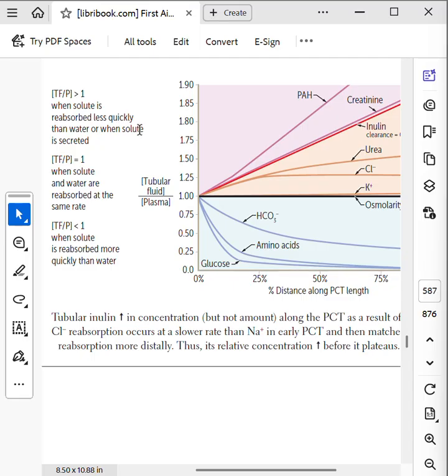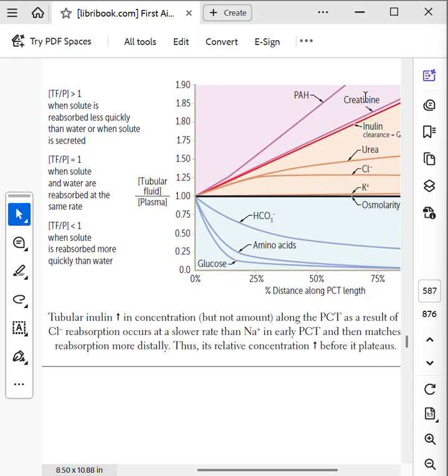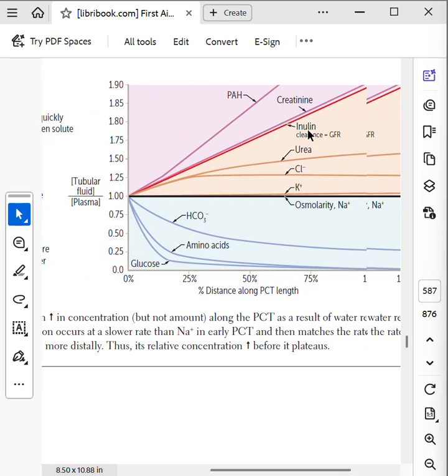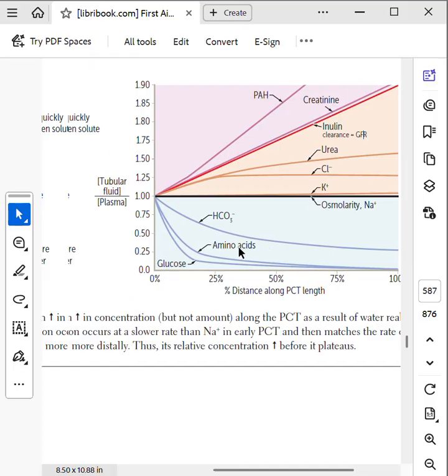When solute is reabsorbed less quickly, the slowest reabsorption is of para-aminohippuric acid, and then creatinine, and then inulin. Inulin clearance is very close to GFR, so we use inulin to estimate our GFR. Then comes urea, then chloride, then potassium, and osmolarity is the same as sodium. I always told you that sodium pulls water in with it, right? Because its osmolarity is the same as water.